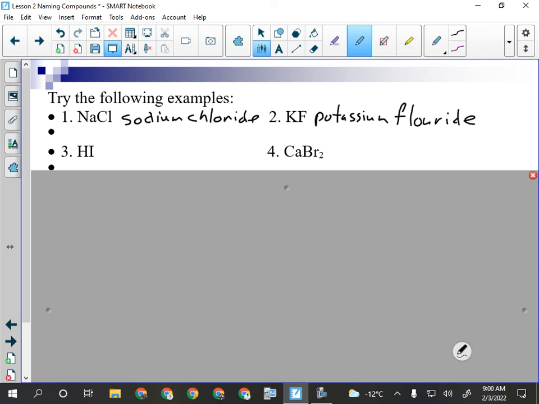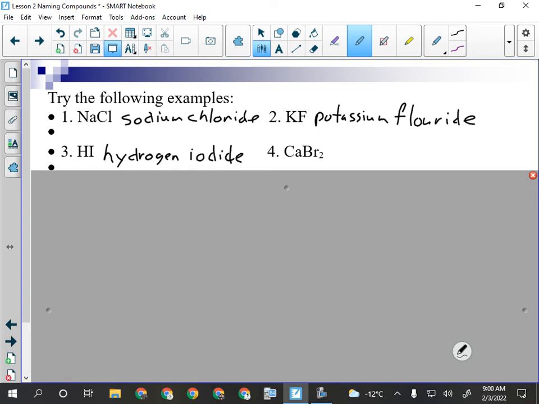How do I know if hydrogen is acting as a metal in an ionic compound? It comes first. Metals are always listed first. So if hydrogen's listed first, it's behaving as a metal. That's what's happening in this compound. Hydrogen's first, so this would be hydrogen iodide.